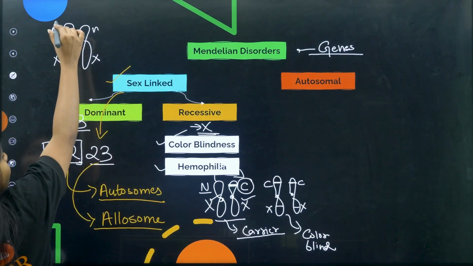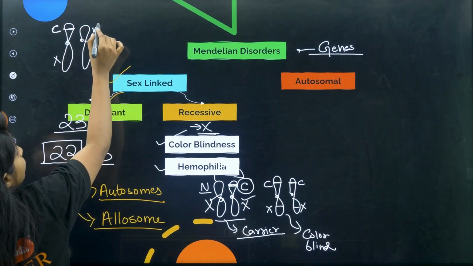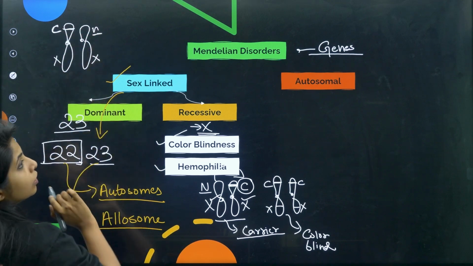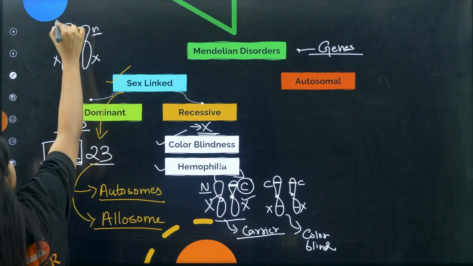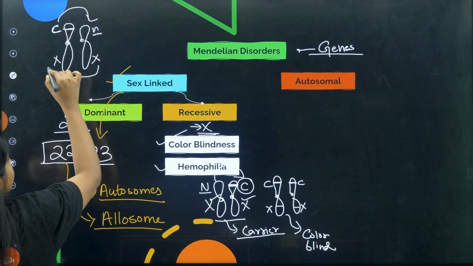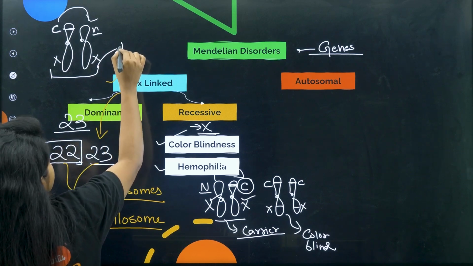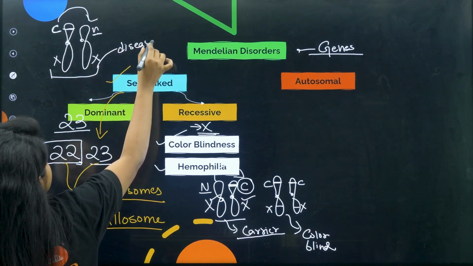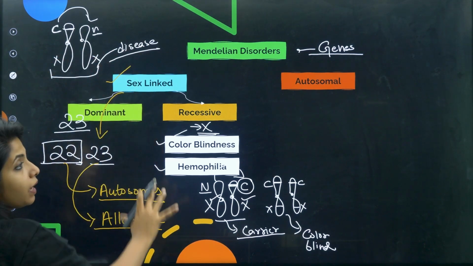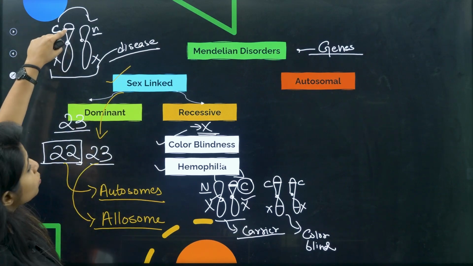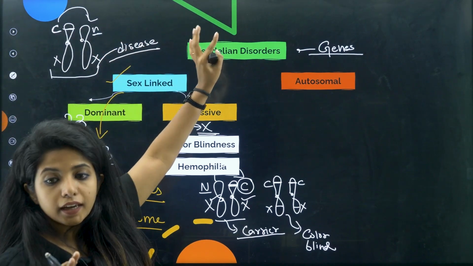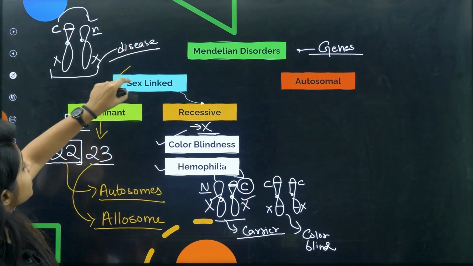So basically I just need one copy, and the normal one won't be able to overshadow me. I will show that effect, and this particular person will have that disease. It won't be a carrier; he or she would have that disease, because this one particular gene is enough to show the character. This is what you mean by sex-linked dominant.